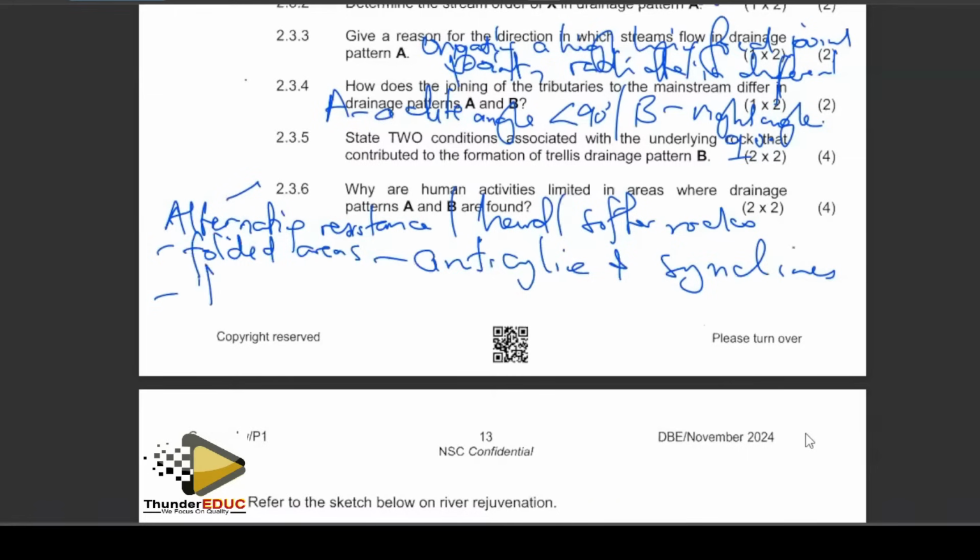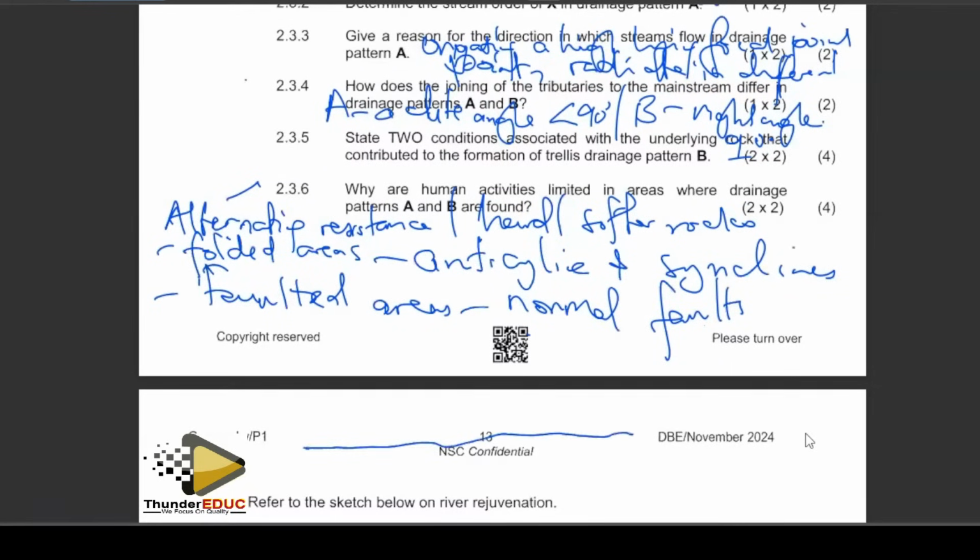And also in faulted areas, we can give an example of where we have normal faults. We have a trellis forming. So trellis implies that the main stream will be stronger and longer than the tributaries. The tributaries are limited because they are originating from an area with hard and resistant rocks.